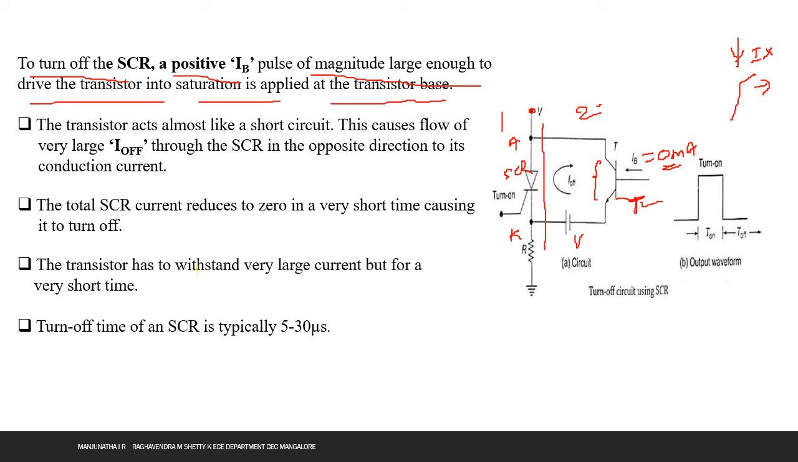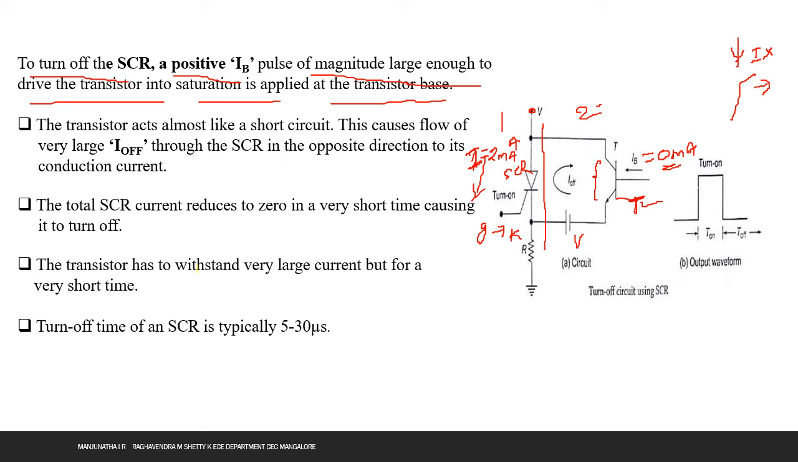We also have the triggering pulse at the gate, and because of this triggering pulse and voltage, the SCR is going to conduct and start providing current in this direction between anode and cathode. So this current is high, and the SCR is turned on. Now let us assume the current across the SCR is 2 milliamps.